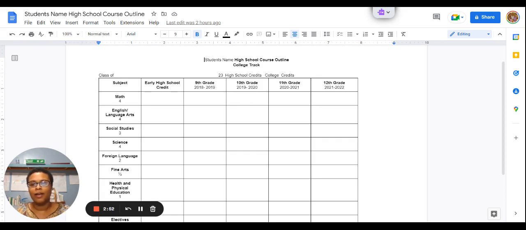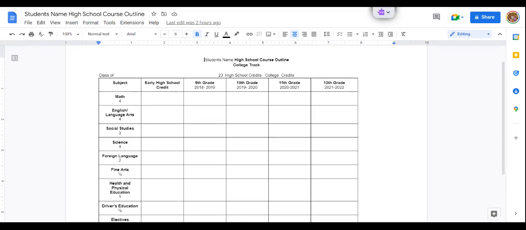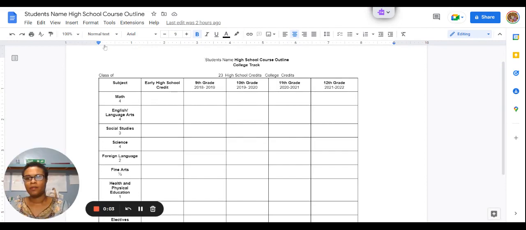So if you're planning a 4-year college track, what I did was go to the websites of a lot of the schools we intended to apply to and see what requirements they had for incoming freshmen. Most schools, it's pretty standard across the board. They want to see 4 math, 4 English credits, 3 social sciences or social studies.